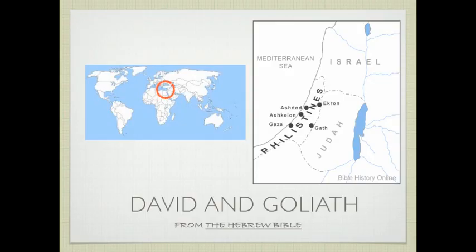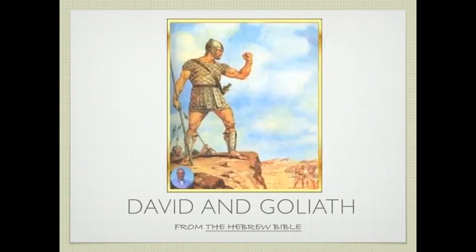The first story I'm going to tell you is called David and Goliath. It's from the Hebrew Bible, and it takes place thousands of years ago. There was a war going on between 2 groups of people. One group was called the Israelites, and one group was called the Philistines. Now, both armies were on each side of a huge valley.